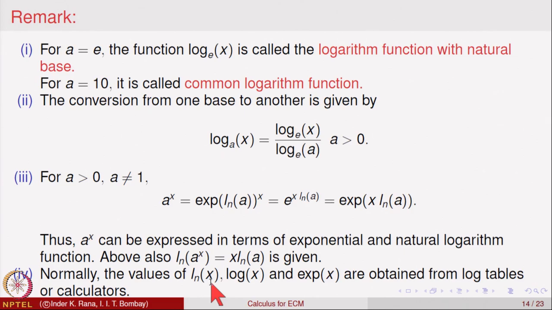Normally, in computation problems, the values of log x, ln x, and exponential x are taken either from log tables or from calculators. So, let me stop here for today's lecture by saying that we have looked at what the exponential function is, we have looked at its properties today, and we have seen how it is used in various modeling of economic and commerce problems. It can be used as a growth model with e raised to power alpha t.